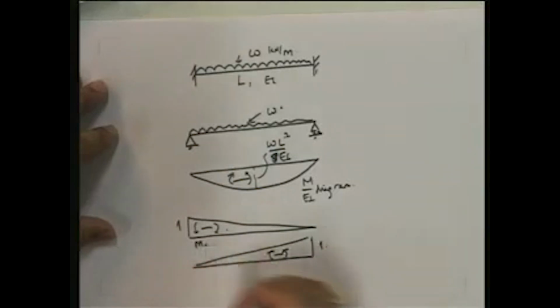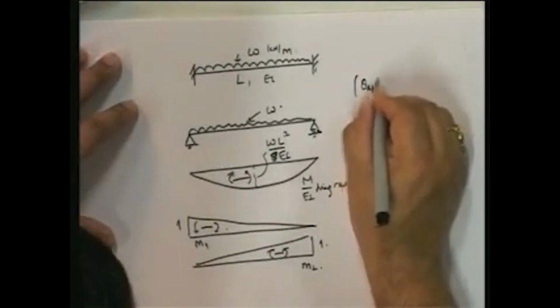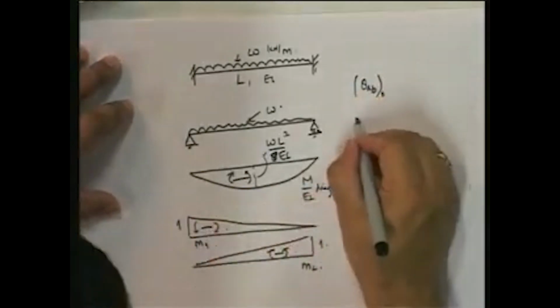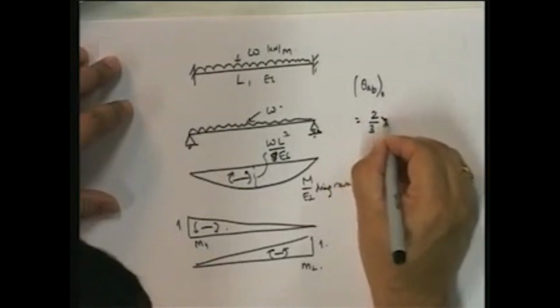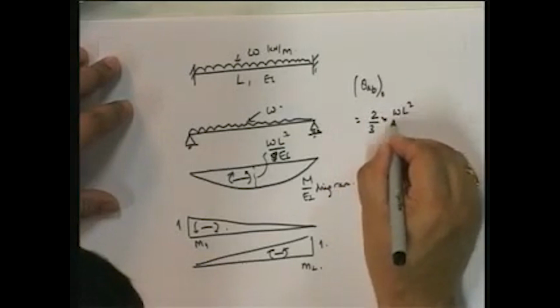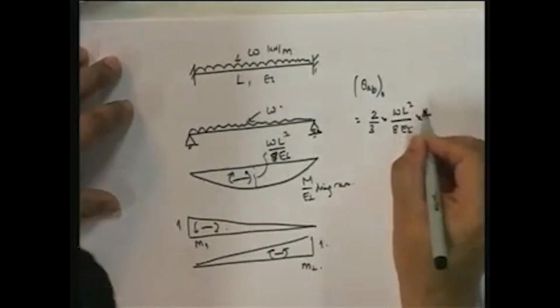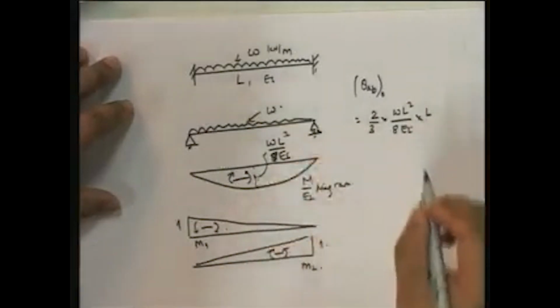This is my M1, this is my M2, and therefore theta AB 0 is equal to the area under this curve. What is that equal to? It is equal to 2/3 WL squared upon 8 EI into L. That's the area under this curve. Where is its centroid? The centroid is in the center.